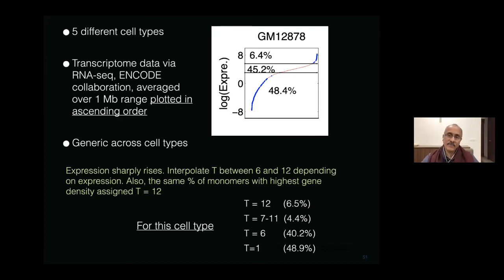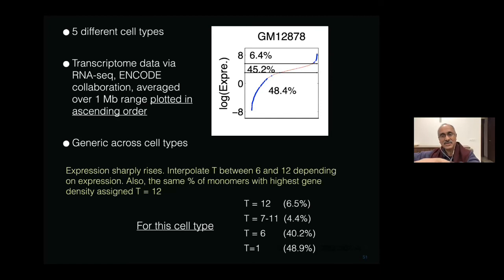So you can see that for this particular cell type, the GM12878 cell type, as well as for all cell types, it has a very characteristic shape. It rises fairly steeply, then it shows a plateau, then it goes up again. So one natural way of thinking about it is to say that everything in the sharply rising part is going to be pretty much in thermal equilibrium, because it's a log scale on the y-axis.